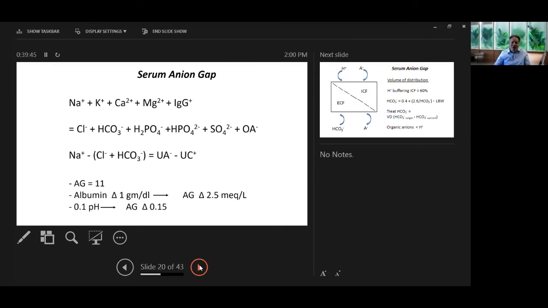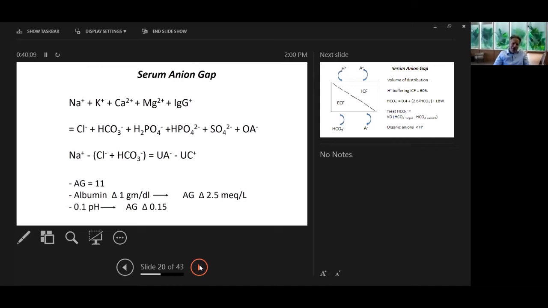Now remember that albumin is a part of that. And for every change of 1 gram per deciliter of albumin, the anion gap changes by 2.5. So it's a pretty big component of that anion gap, because remember, albumin is negatively charged, net. It has a bunch of charged amino acids, but there's a net negative charge.